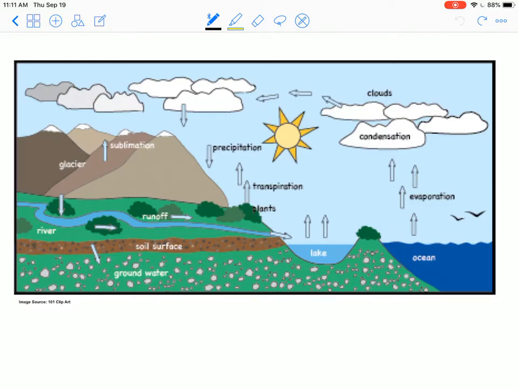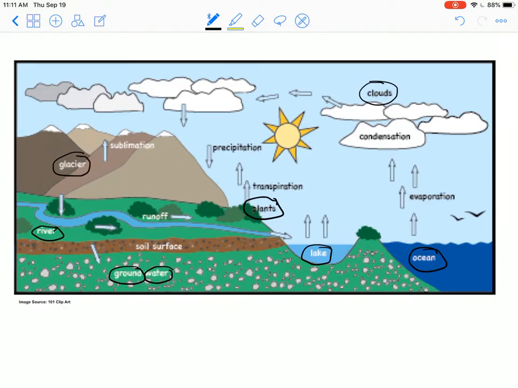We also need to look at the words and the things that we don't understand. So the word clouds, I'm betting that all of you know. I bet all of you know lake and ocean, and you know what water is, and you know what the ground is. River, you know. Some of you definitely know what plants are. You may know what glacier is. If not, I'm going to tell you.